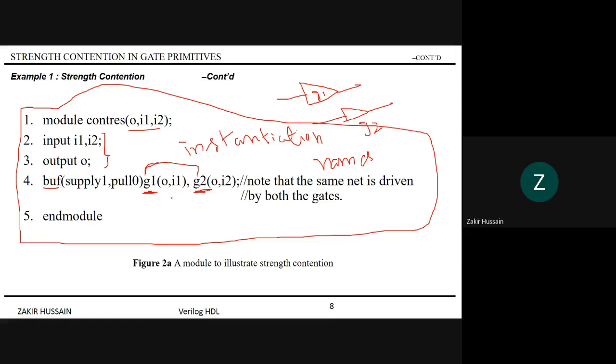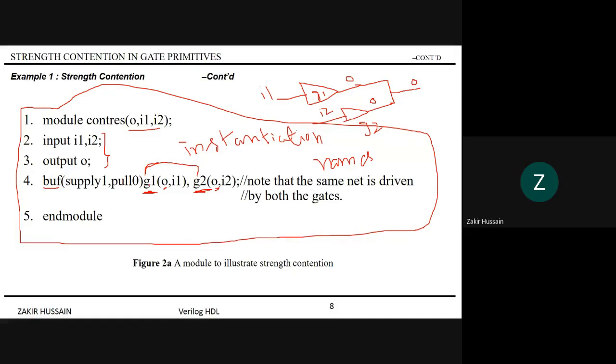Now, what is the first gate input? I1. What is the second gate input? I2. What is the first gate output? O. What is the second gate output? That is also O. Meaning what? With this O, what do we understand? They are actually shorted like that. That is the conclusion. We understand that this is shorted like that.